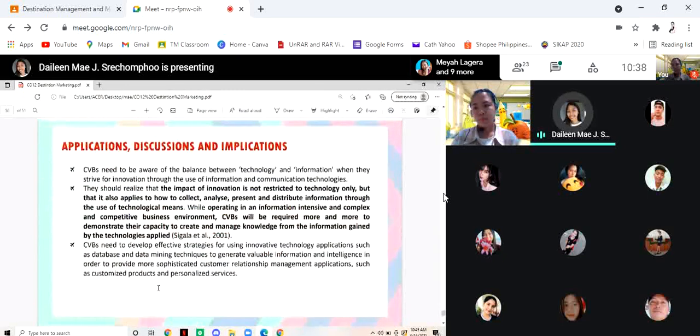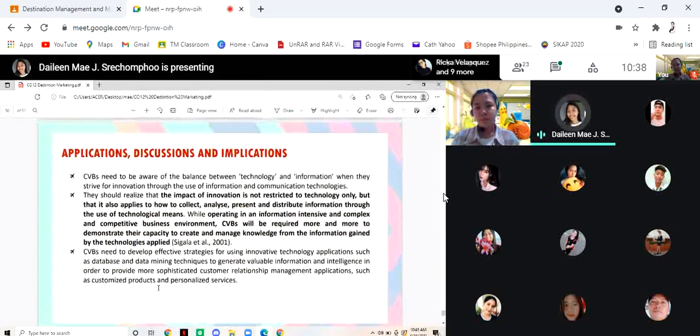The impact of innovation is not restricted to technology only, but it also applies to how to collect, analyze, present, and distribute information through the use of technological means.